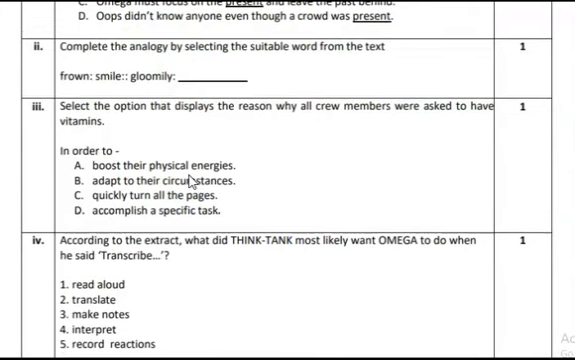Now look at question number 2. Complete the analogy by selecting the suitable word from the text. So frown and smile both are opposite to each other. So here it is gloomily. So gloomily means sadly. So it should be brightly or happily. So this is analogy. Again, this question is more difficult in comparison to the earlier questions. So I would suggest you to go for the first one if you find such kind of extracts.